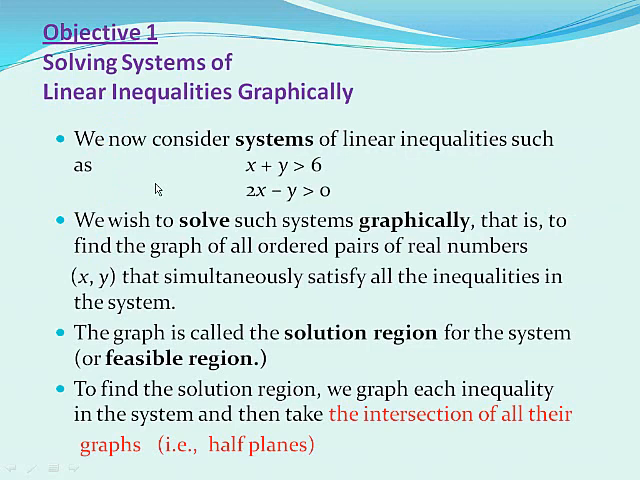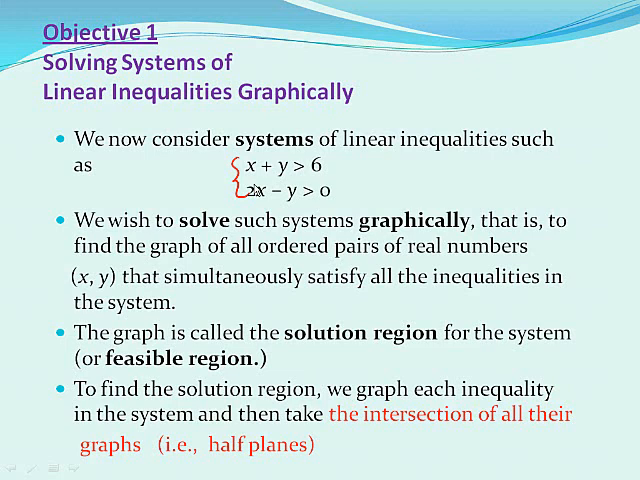Objective 1, solving systems of linear inequalities graphically. Let's consider systems of linear inequalities such as x plus y greater than 6, 2x minus y greater than 0. So taken together, this is a linear system of inequalities. We wish to solve such systems graphically, that is to find the graph of all ordered pairs of real numbers (x, y) that simultaneously satisfy all the inequalities in the system. The graph is called the solution region of the system, or also called the feasible region.